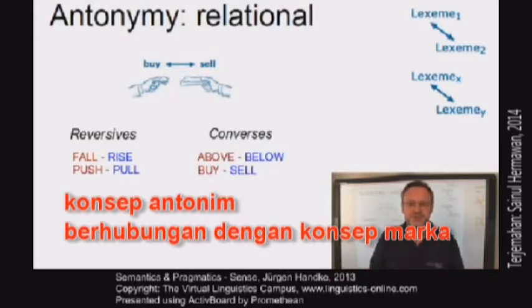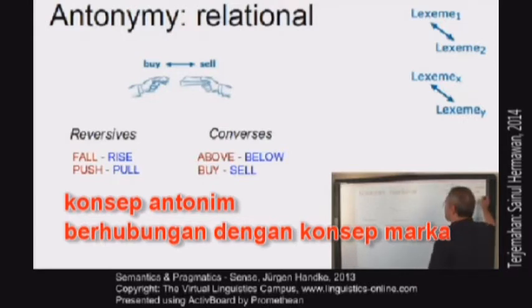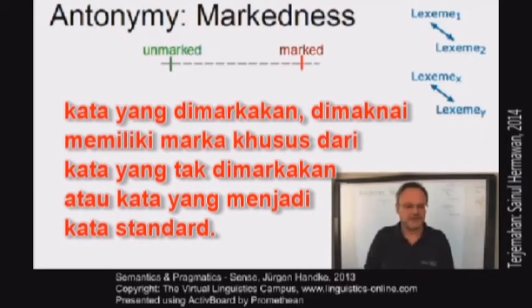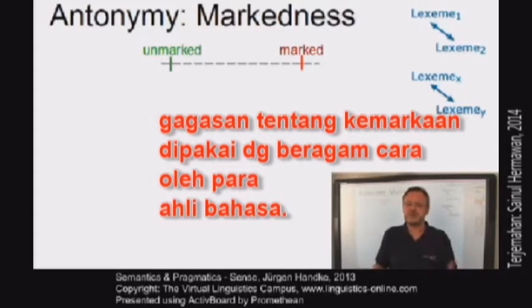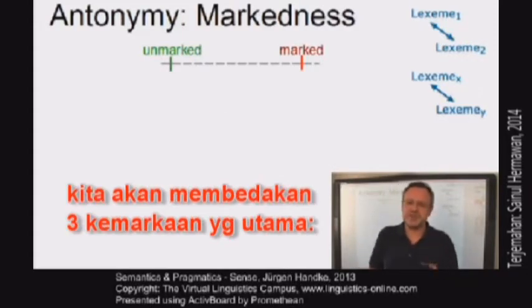An interesting concept related to antonymy is referred to as the concept of markedness. The members of antonym pairs are often distinguished with respect to their markedness, where one of the items, the marked term, is said to possess a special mark which the other, the unmarked or default term, does not have. The notion of markedness is used in a variety of ways by different linguists. Here we distinguish three major types of markedness.